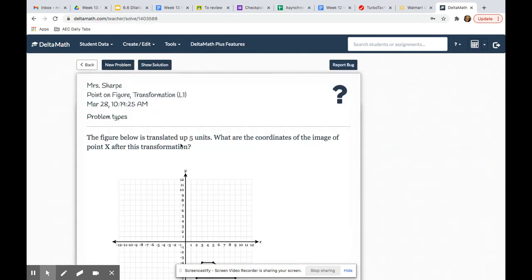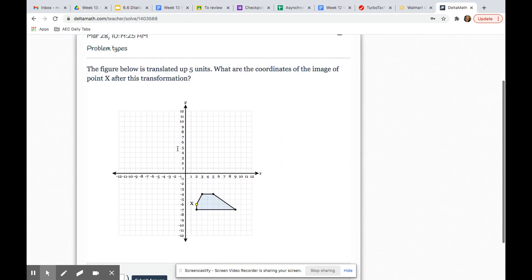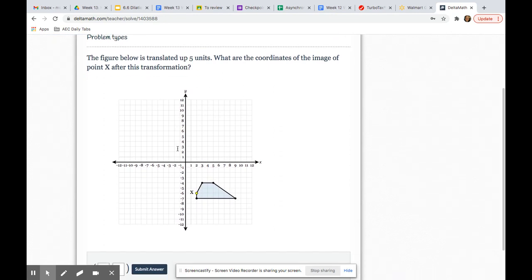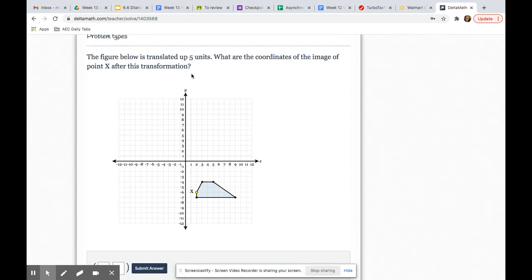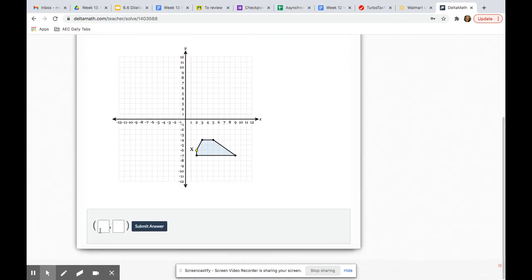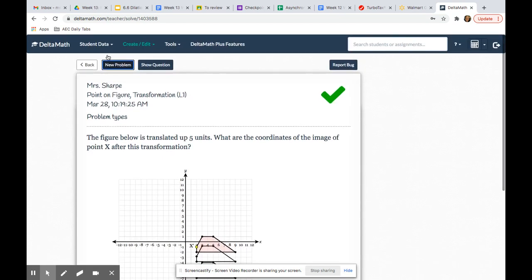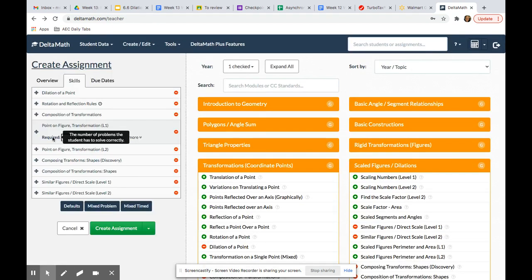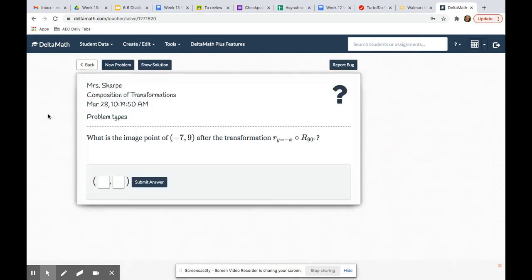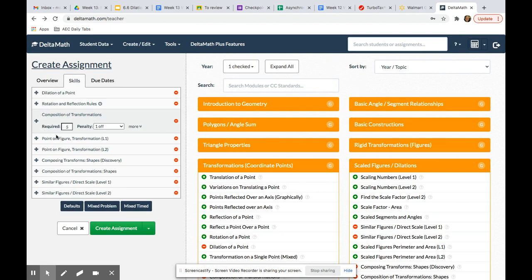All right, this one, we got a figure. It says, what are the coordinates of the image of point x after the transformation of being translated up 5? Well, up 5, it would be right here. So it'd be 2, negative 1. That one should be pretty straightforward. Got 3 of those. Oh, that composition one, let's see, you have 5 of those.